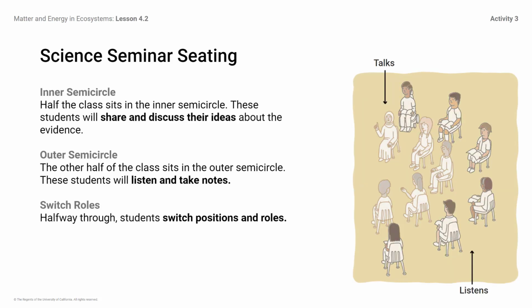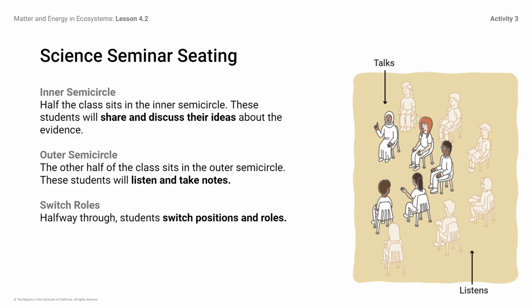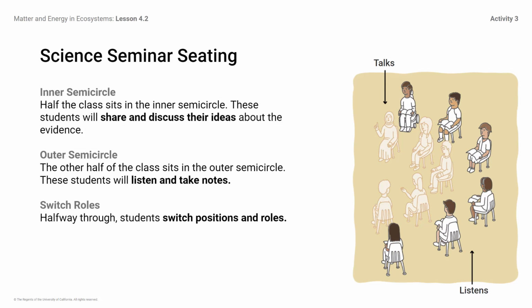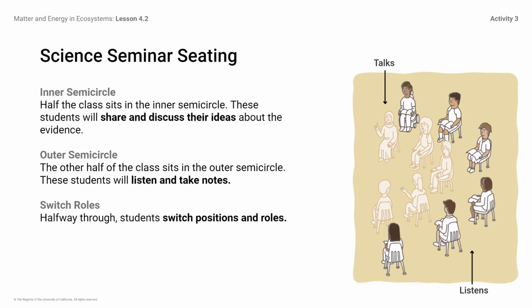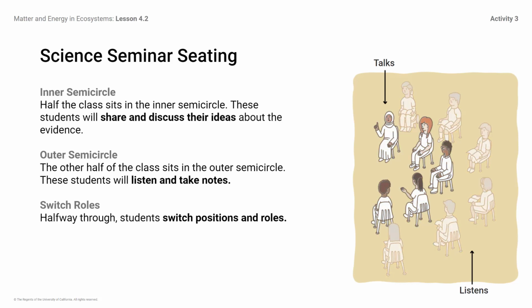Science seminar seating. Inner semicircle. Half this class sits in the inner semicircle. You will share and discuss your ideas about the evidence. Outer semicircle. The outer half of the class sits in the outer semicircle where you listen and take notes. Switch roles. Halfway through, students will switch positions and roles.